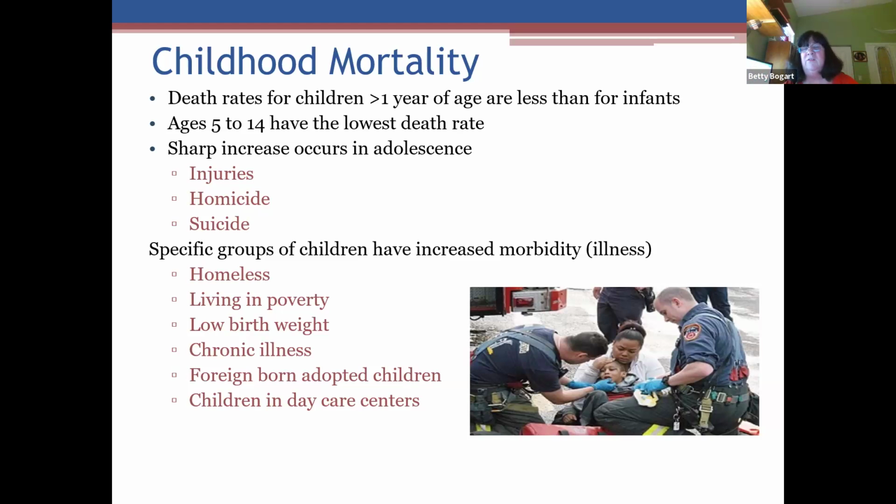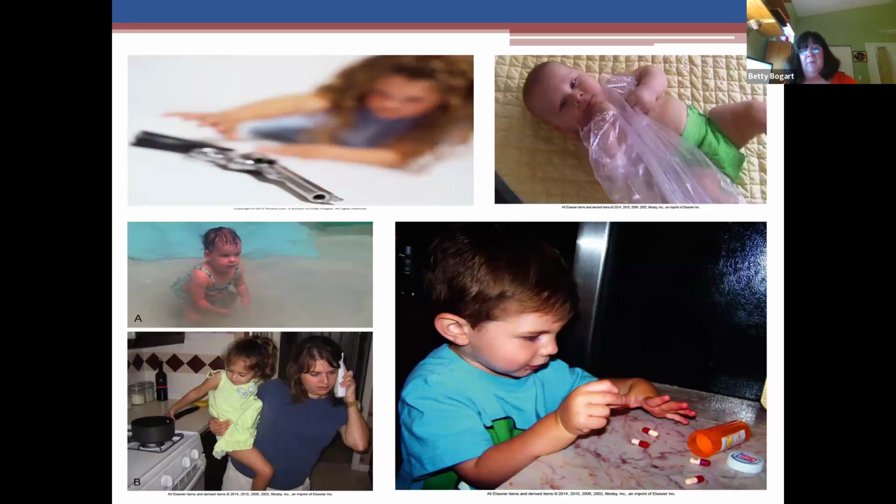And the other thing is suicide. And the reason is adolescents are all about body image, that they don't feel good enough. They feel less than. So suicide is huge. And then, of course, we have the homeless, the poverty, low birth weight, chronic illnesses. Those are going to be your high levels that are still with mortality. A picture says 1,000 words, doesn't it?